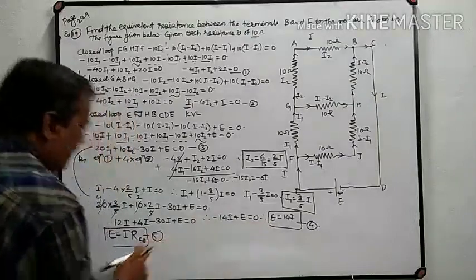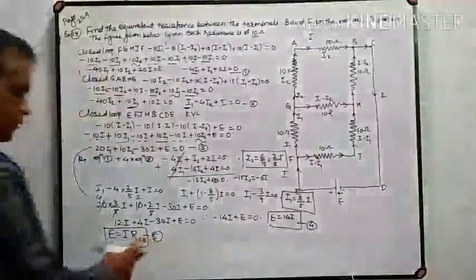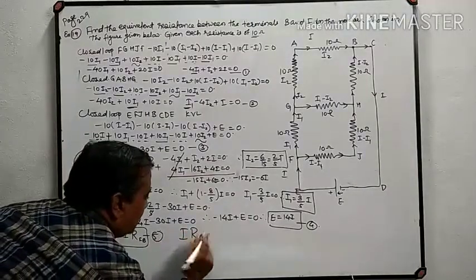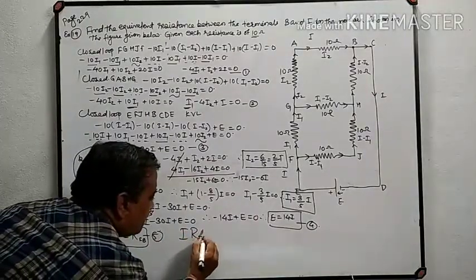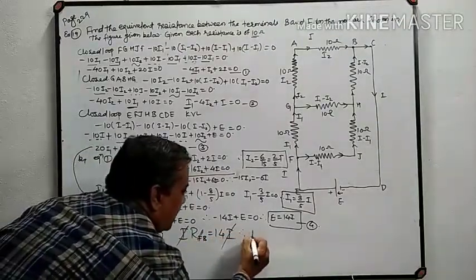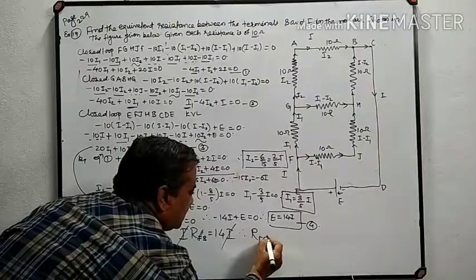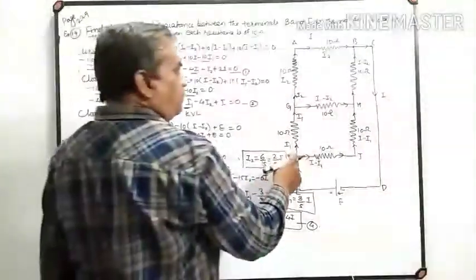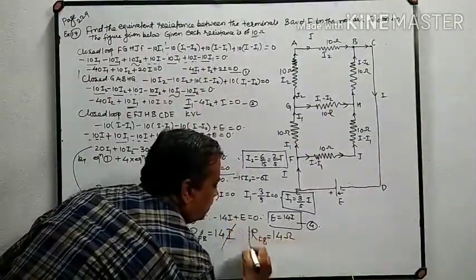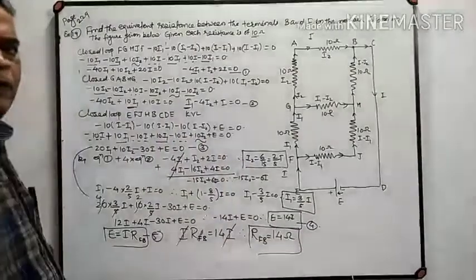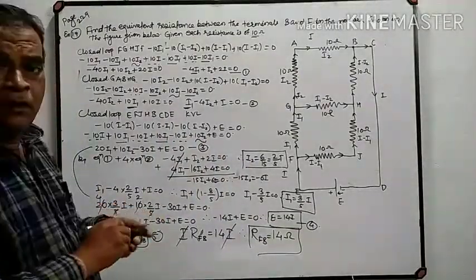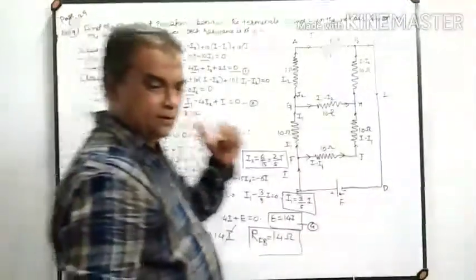Now if I equate the right hand sides of equation 4 and equation 5, I will get I into RFB is equal to 14I. So I gets cancelled with I. So the effective resistance between the junction points F and B of this network is equal to 14 ohm. In the board examination, there might be a question for 4 marks as per this example.